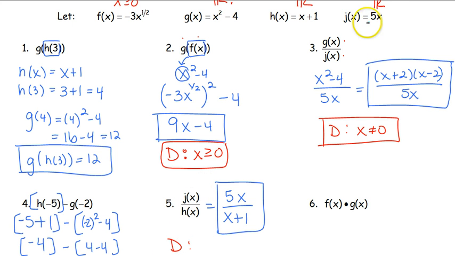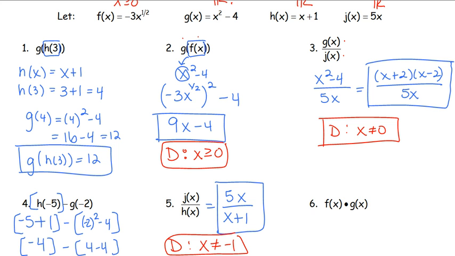So we look at j, all real numbers, no restrictions, h, all real numbers, no restrictions, and then we look at our new equation. The denominator cannot be equal to 0, so we look for what value makes the denominator 0, and that is a negative 1. So our domain here is all reals except x cannot be equal to negative 1.